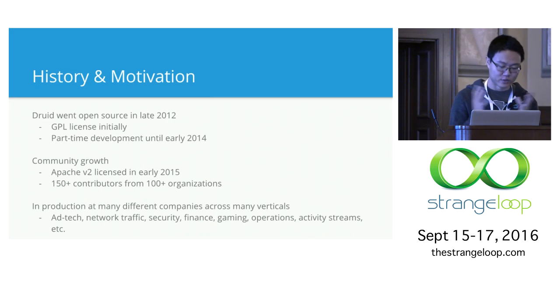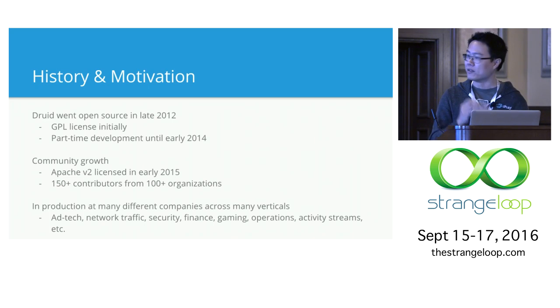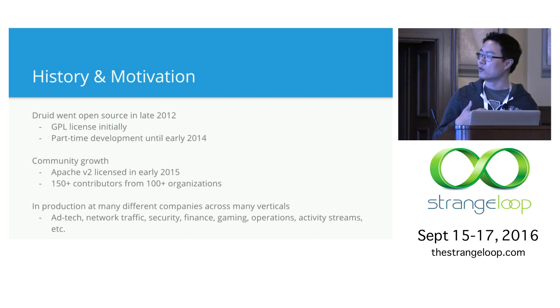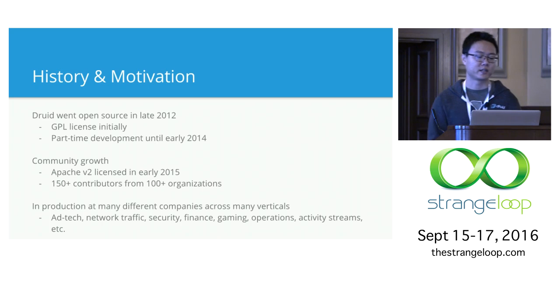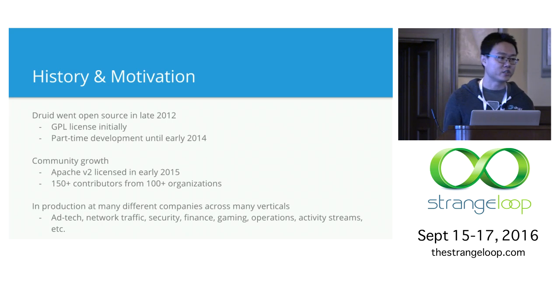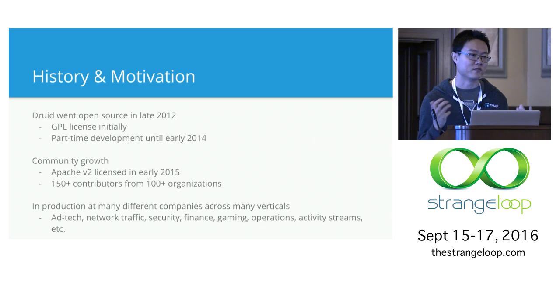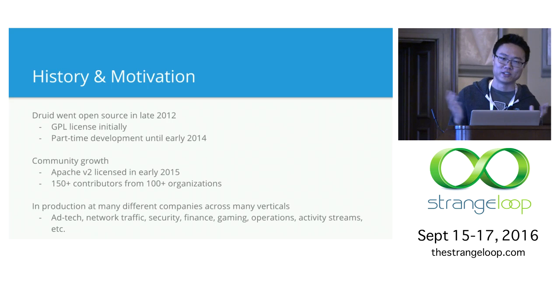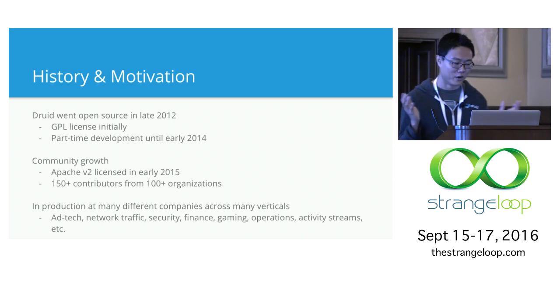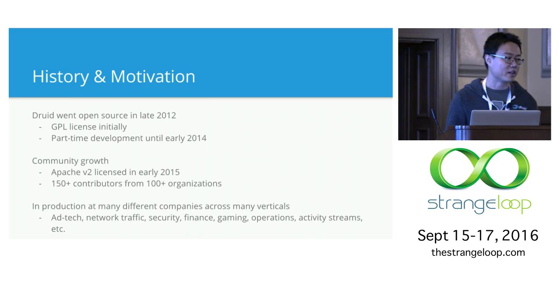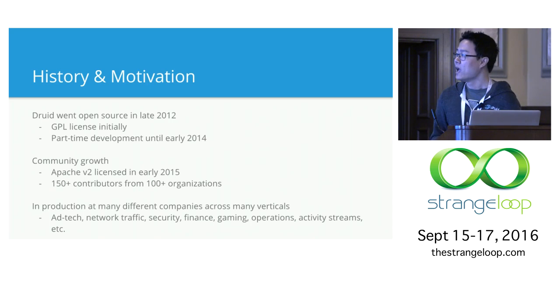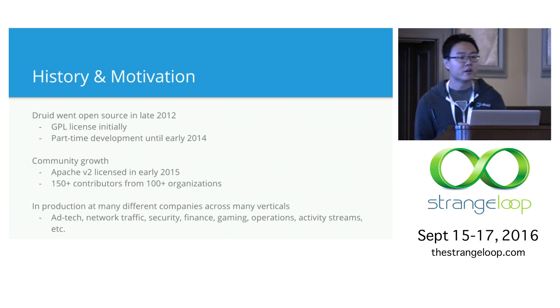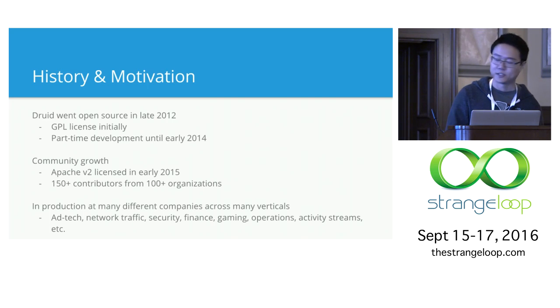Around that time, there was a sufficient community, and there was this idea of wanting to put more resources behind this project. So the project was changed to Apache v2 in early 2015, and everybody loves Apache v2 because you can do anything you want with the code. And since then, the community has grown very, very rapidly. And nowadays, I think we're at easily over 150 contributors from over 100 different organizations.